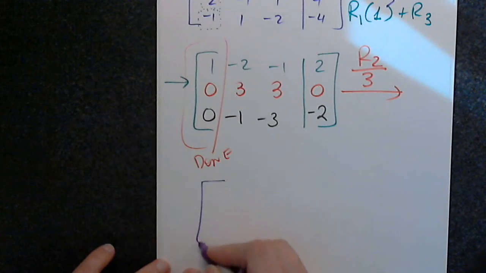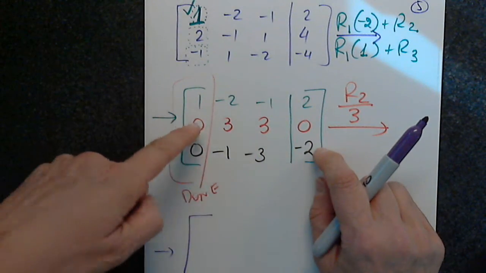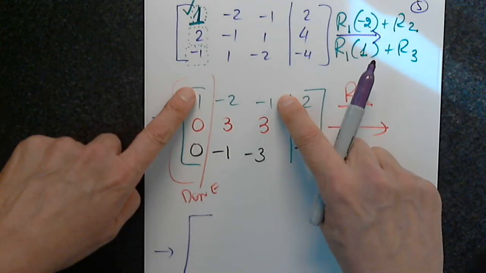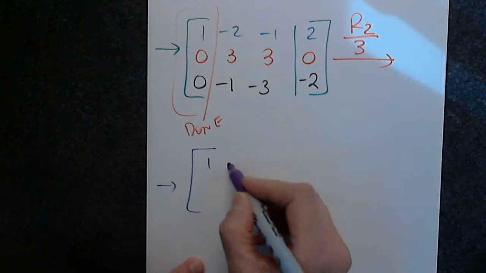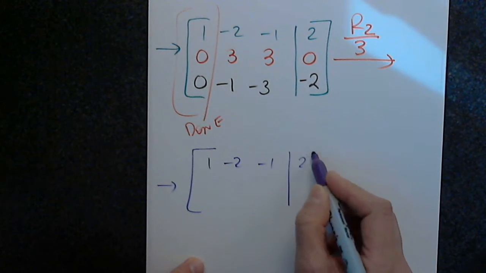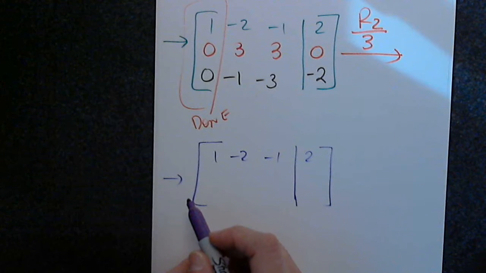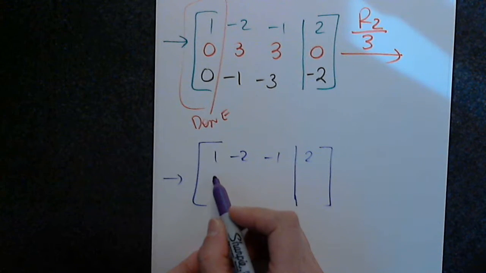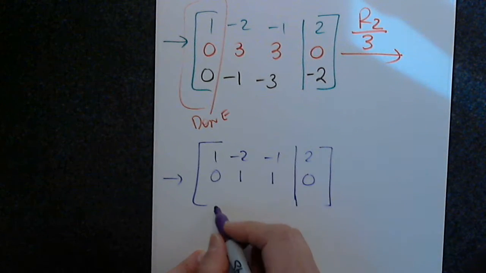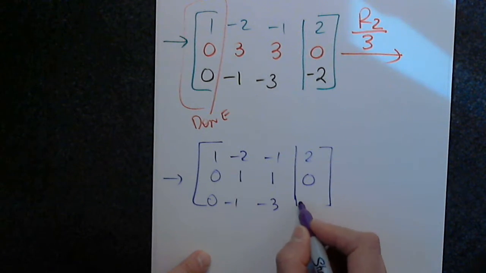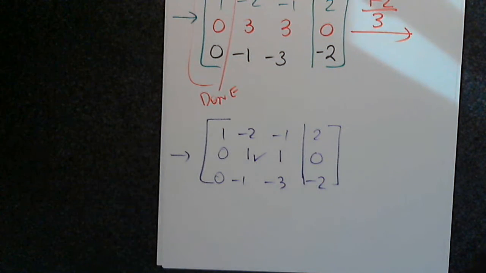Excellent job. You could swap, but not with the top, with the second one. Yes, I completely agree. So 1, -2, -1, 2. Can anyone give us the second row? So it'd be 0, 1, 1, 0. 0, -1, -3, -2. So now this is the target.